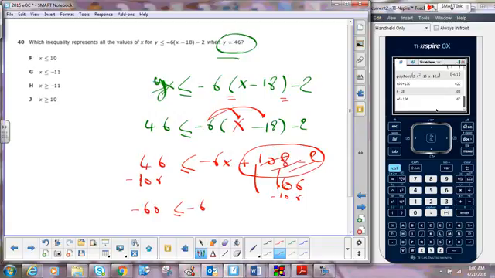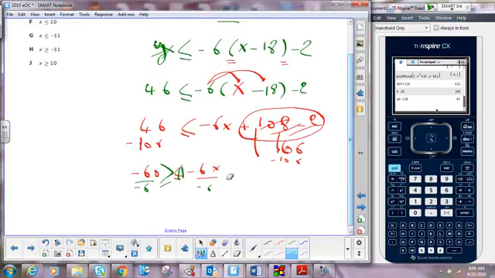So negative 6x. So now you're going to divide by a negative number, and this is the trick. When you divide by a negative number, your sign flips. That's the key. So in this case, x has to be less than 10. This way or this way, it's the same. You see how the x is less. Like if you use the crocodile, x in the belly. So the answer would be F.